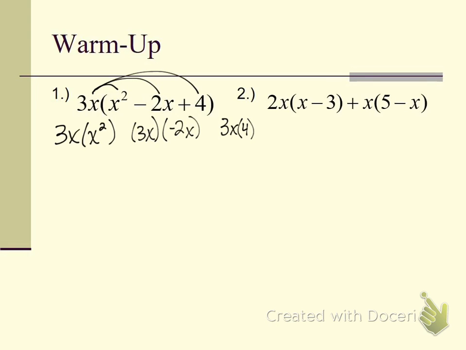3x times x squared. Ooh. 3x what? Cubed. Okay, sorry, I thought you said 2 instead of cubed. Okay, 3x cubed. Good. Remember to add your exponents when you multiply the same base. 3x times negative 2x is negative 6x squared. And 3x times 4. So what sign do I need there? Plus, because it was a positive 12x.